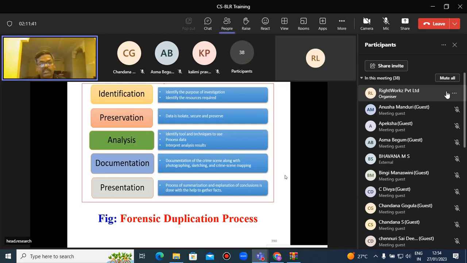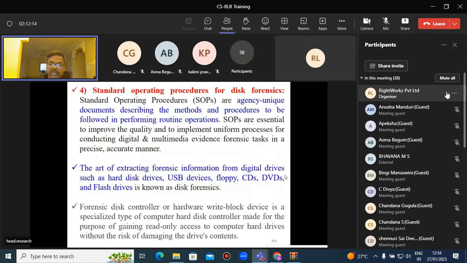Documentation: documentation of the crime scene, along with the photographing and sketching of the crime scene. Last one, presentation. The process of summarization and explanation of conclusions is done with the help of gathered facts. This is about the forensic duplication process.